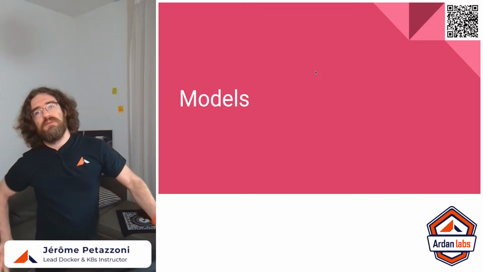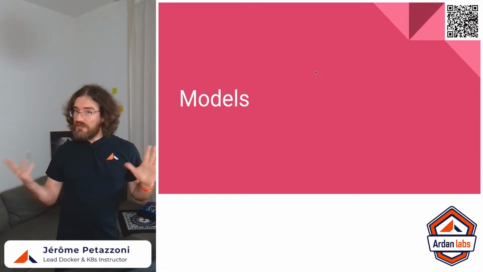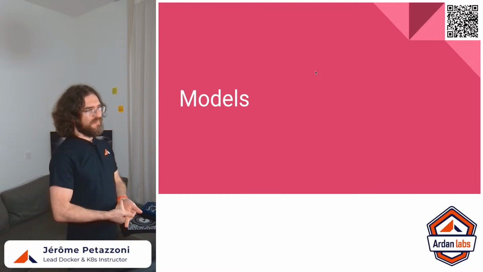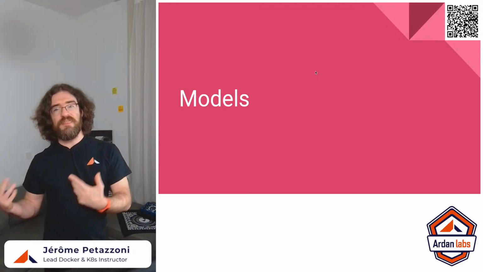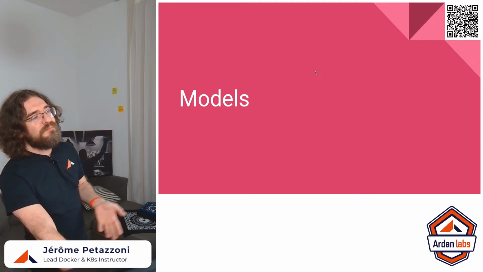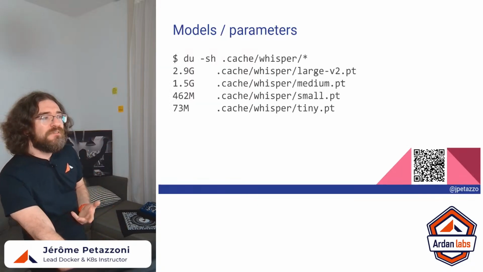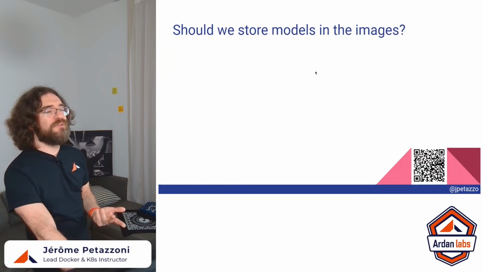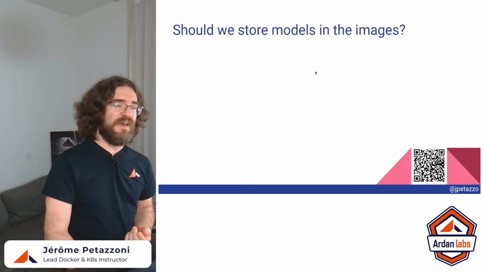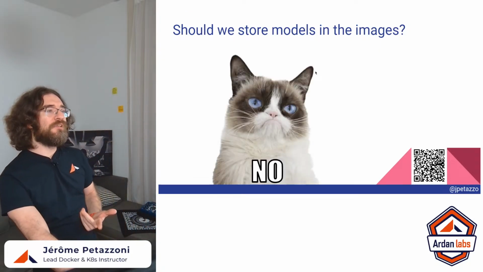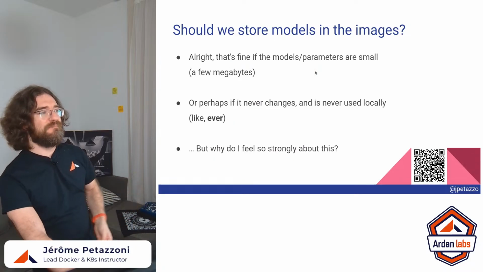One is what about models, the parameters and weights for the models? And the second one is there something else than Dockerfiles? So first, models. The temptation would be great to put the models in the images. I happen to have strong opinions about that, and the opinion is no, please do not. So why not? Why not put the models in the images?